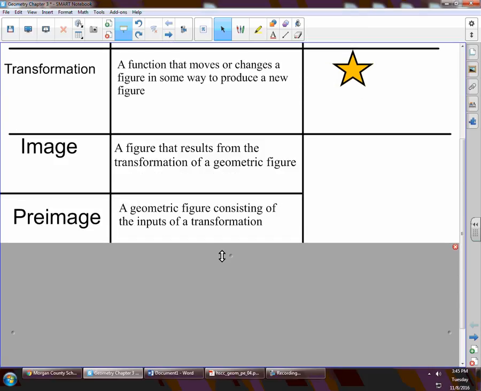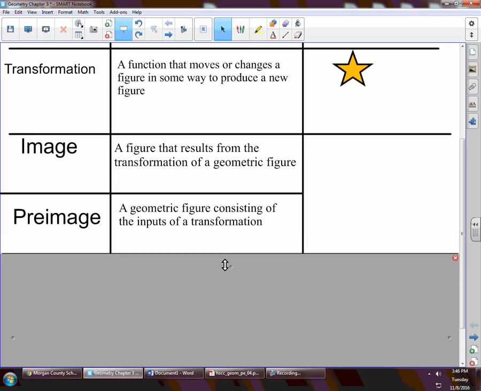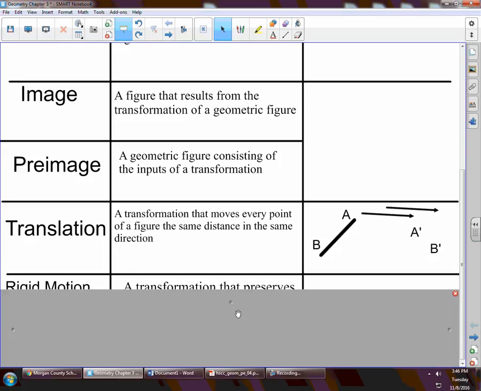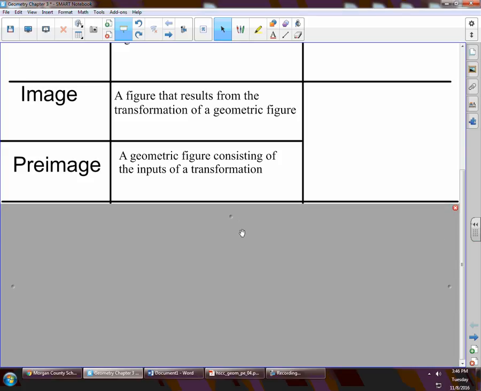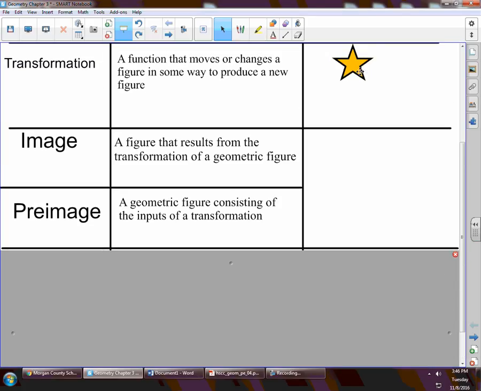So we have an image and a pre-image that we're going to deal with in these transformations. The image is a figure that results from the transformation of the geometric figure, and the pre-image is a geometric figure consisting of the inputs of the transformation. So the pre-image is what we always start with, and the image is the result from the start.